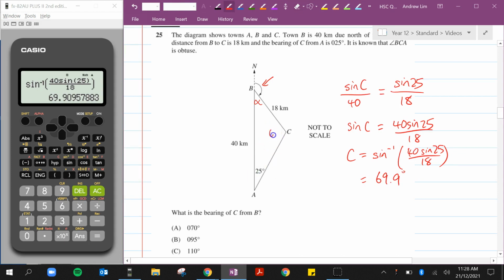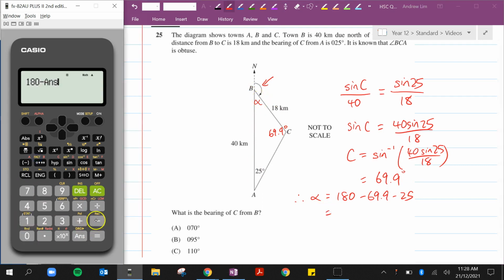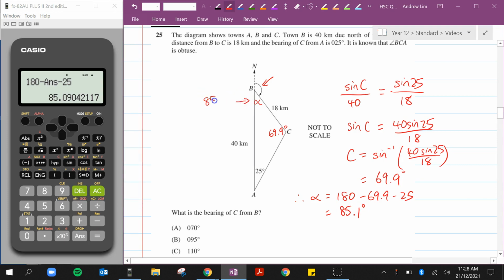So this is 69.9. Therefore alpha has to equal 180 minus that, and also minus 25 because we've got a triangle, and all three angles in a triangle will add to 180. So 180 minus that minus 25 gives us 85.1 degrees. So now we can work out the bearing. We know that that is 85.1.